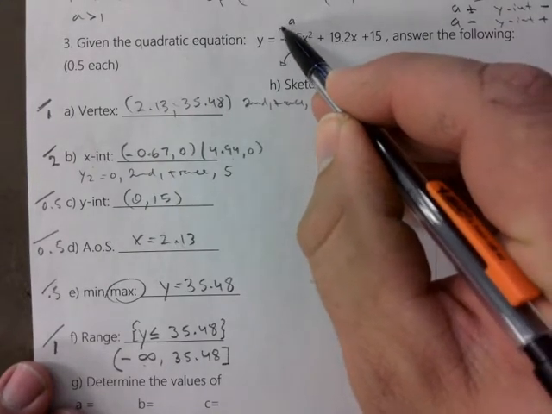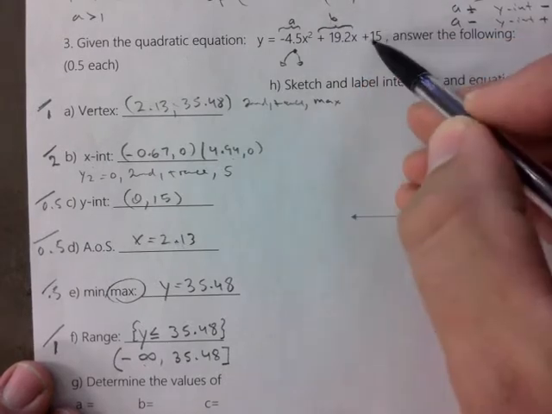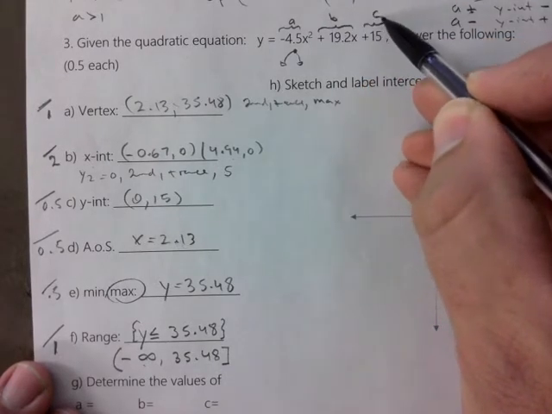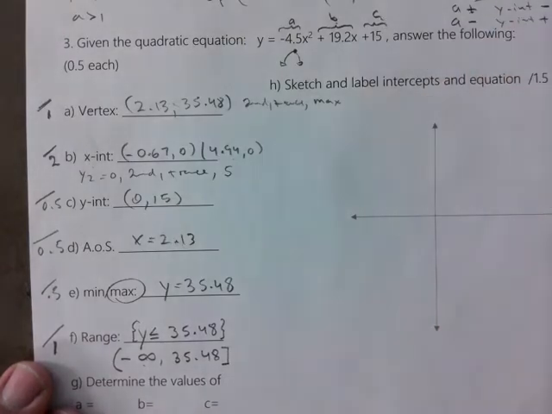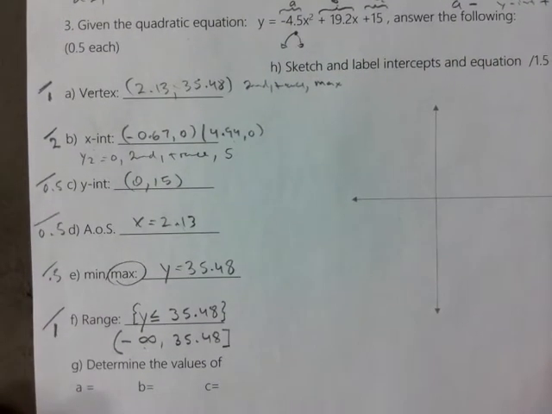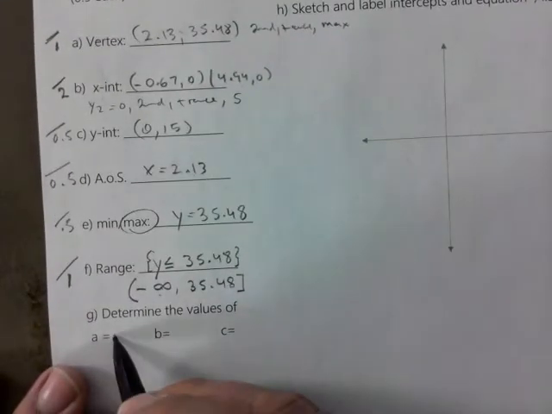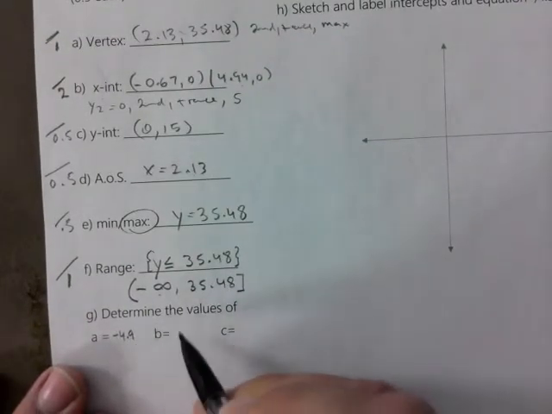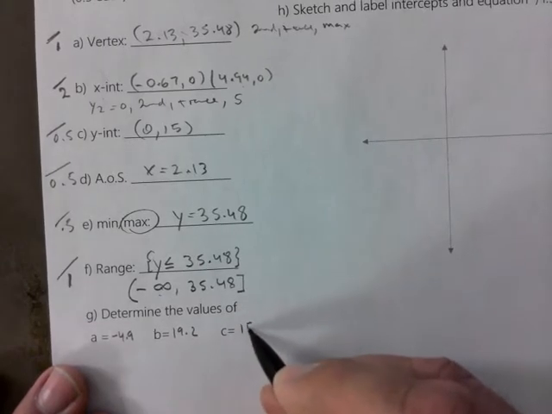That value right there is A. This value right there is B. And this is C. And B or C could be 0, okay? Very important thing to note. So this will be negative 4.9. This would be 19.2. And this would be 15.